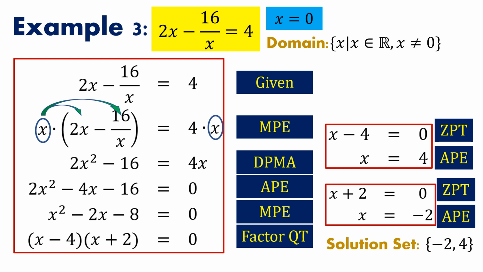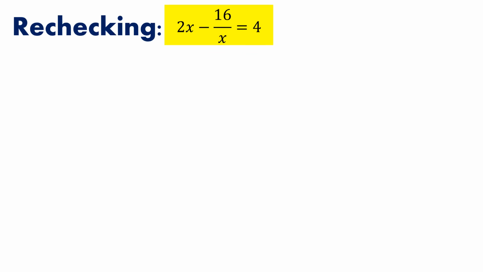Note that -2 and 4 are elements of the domain. Therefore, the solution set of the rational equation is the set containing -2 and 4. This can be verified as follows.